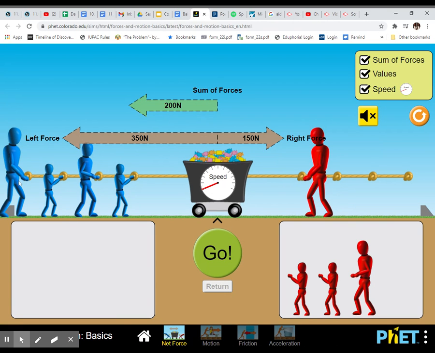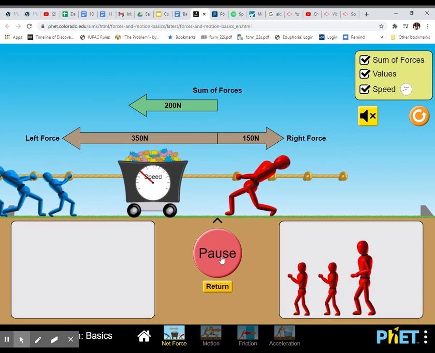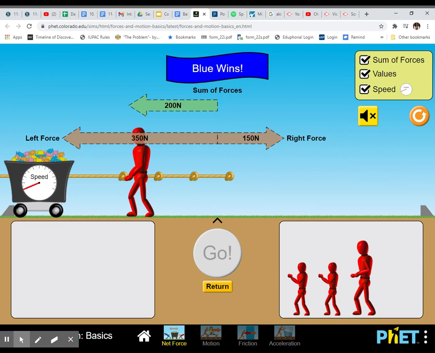Okay, I added all my left blue people, so that's a total of 350 for all of them, plus the guy on the right, the biggest guy on the right, but he's 150 and he's by himself. Boom. And you see when we add the forces, negative 350 plus 150, it gives us that net force of 200 newtons. And the direction that is going is to the left. Why? Because this is the biggest.